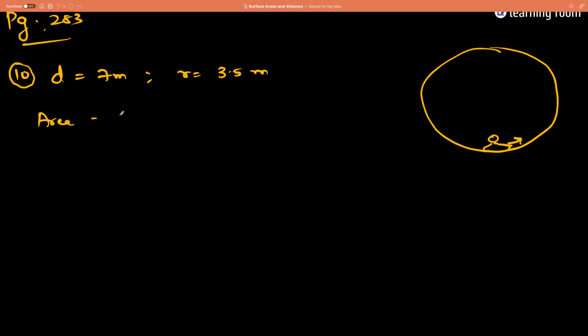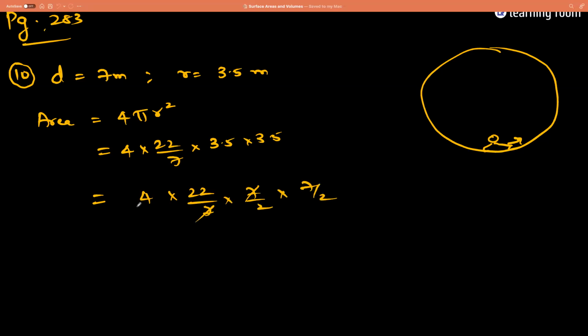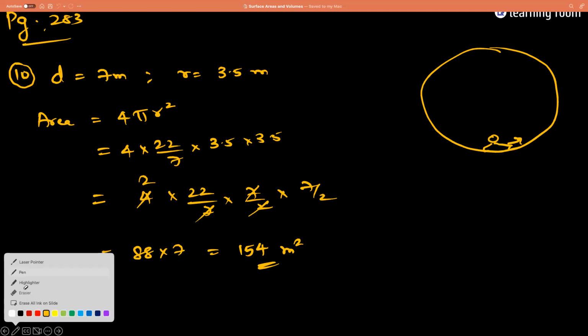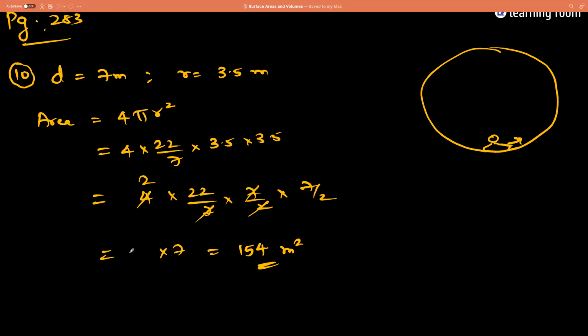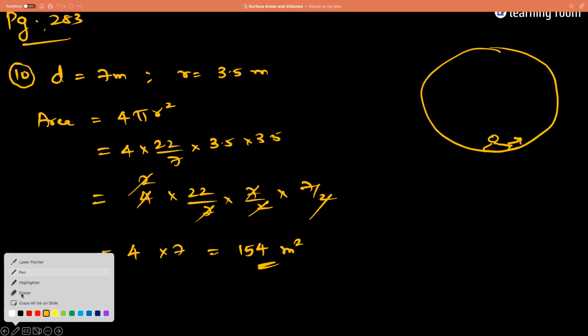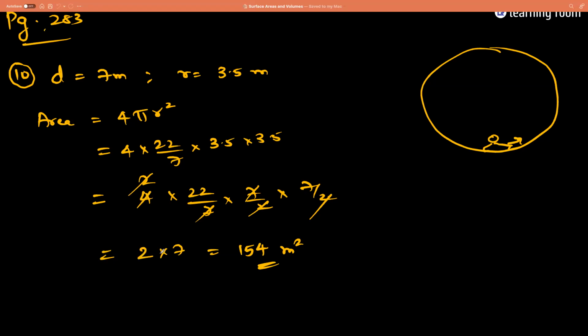Find the area available for the motorcyclist. So the area is going to be 4 pi r square. So 4 into pi is 22 by 7, into r square, which is 3.5 into 3.5. This 3.5 you can write as 7 by 2, into 7 by 2. 7 and 7 will get cancelled, and 2 will go 2 times. So it will be 88 into 7, not 88, 44 into 7, sorry, 22 into 7 is 154 meters square.